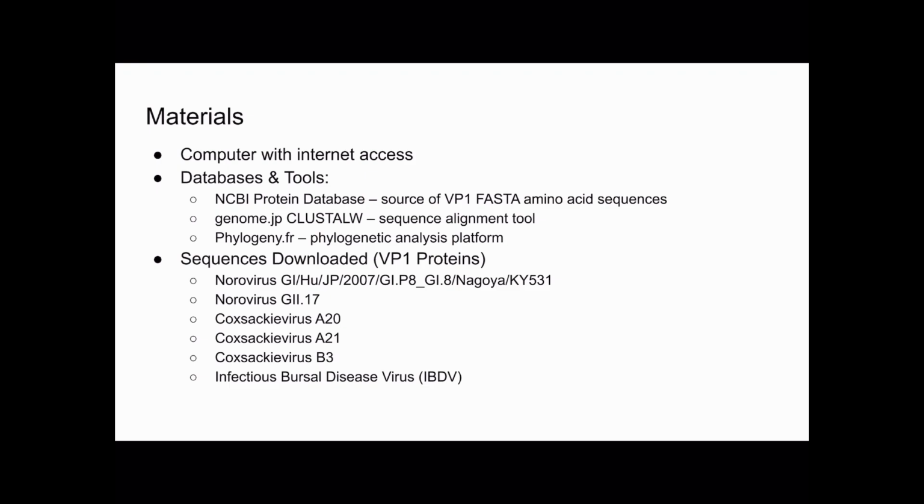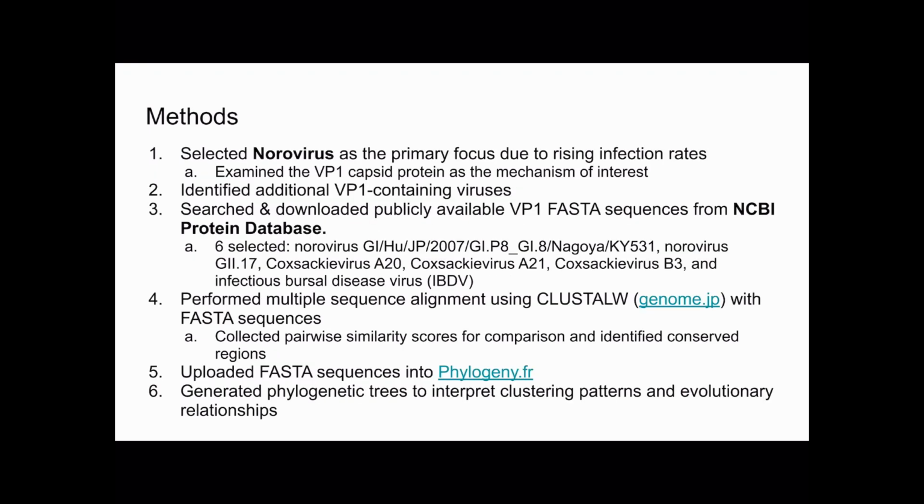The sequences downloaded consisted of 6 VP1 proteins, from norovirus, Coxsackie virus strains, and infectious bursal disease virus, which allowed us to compare viruses infecting similar tissues. Our first step was to conduct some primary research on the norovirus, because we decided that would be our primary focus. When we did that research, we found that the VP1 capsid protein was really important to the norovirus, and we identified that as our mechanism of interest.